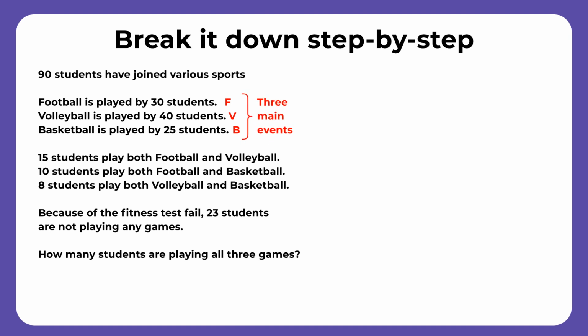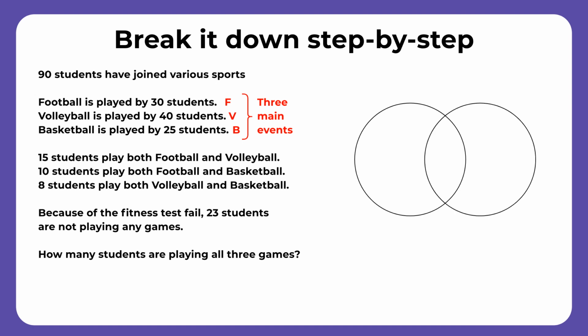A useful way to approach this question is to use a Venn diagram, which is a nice visual way of illustrating. To draw a Venn diagram, we need to draw some circles. As we have 3 main events, we are going to draw 3 circles. Now let's start stating the facts.